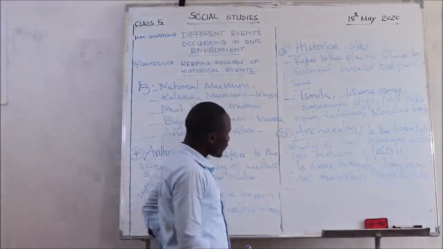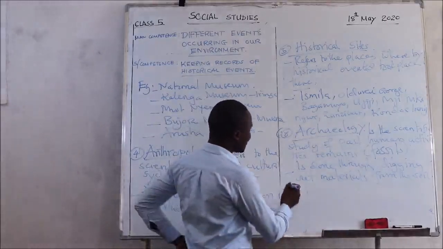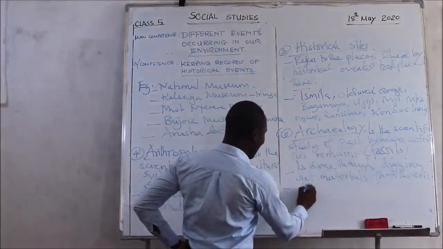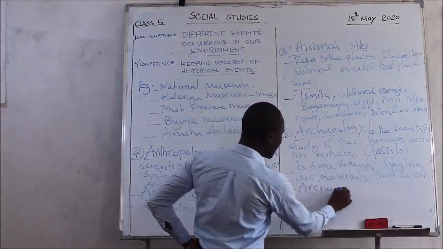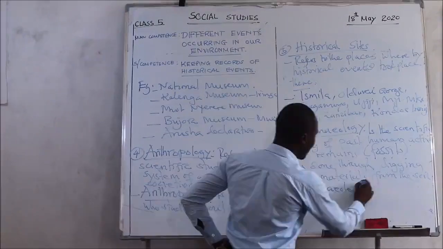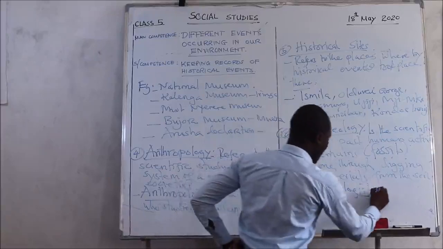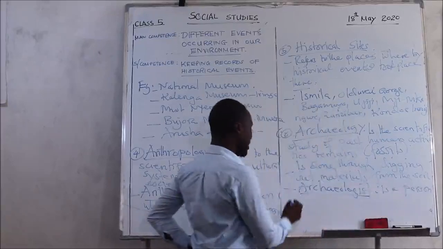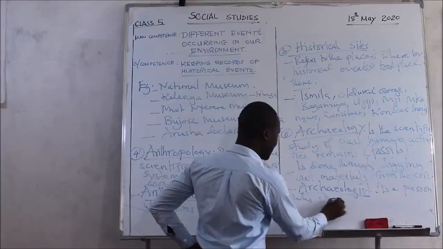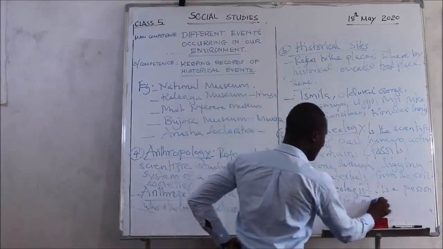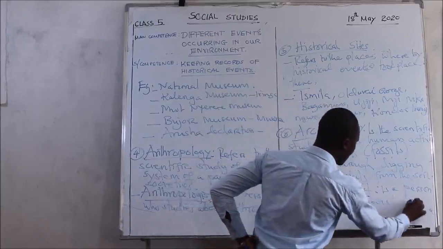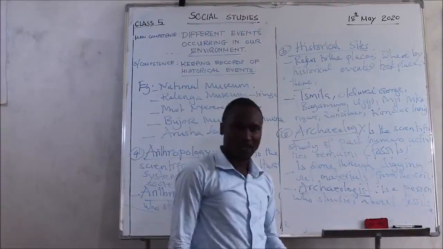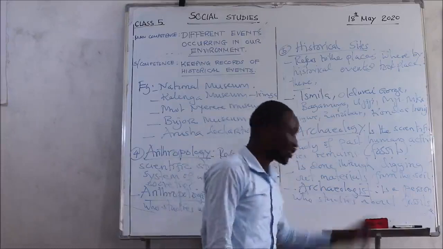Now, we have a person who studies or specializes in this. A person who specializes in this is known as an archaeologist. This is a person who studies about fossils, or past human activities remains. This man is known as an archaeologist.